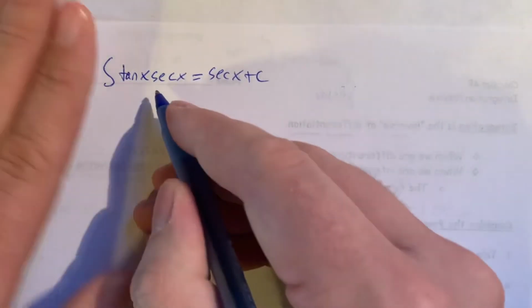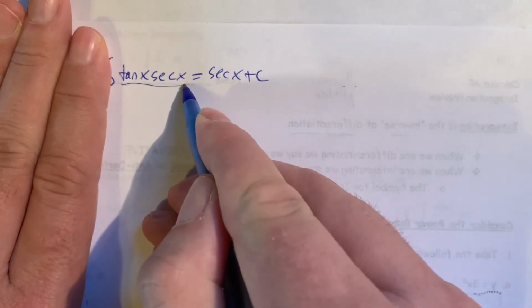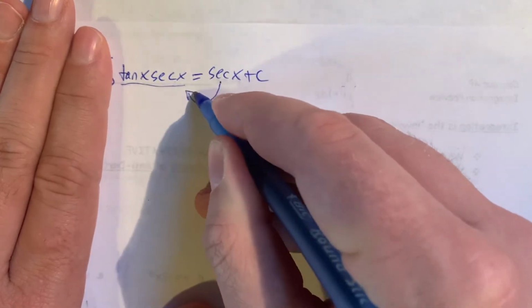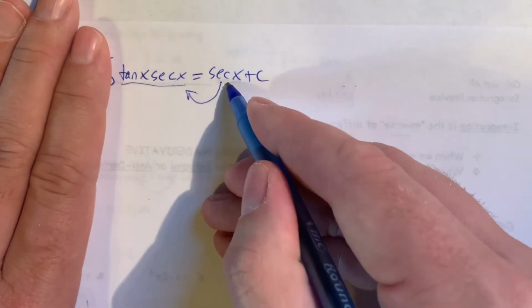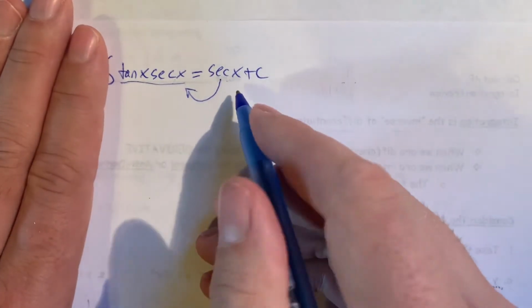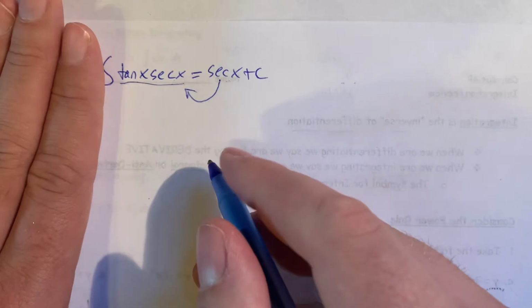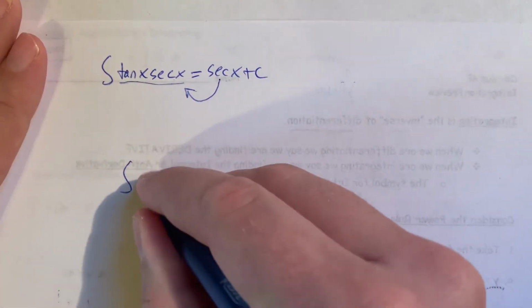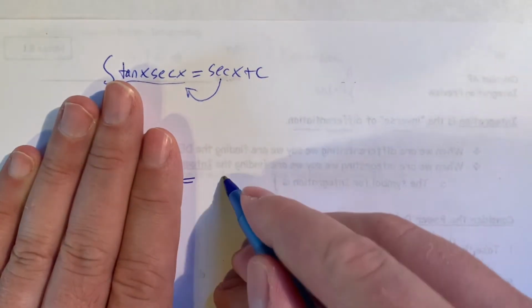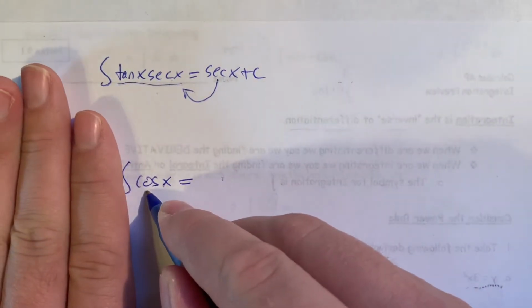Instead, you want to think, okay, what thing gives me a derivative that is tangent of x secant of x? And you should already know that the derivative of secant is tangent of x secant of x, or secant tangent, either way. So don't memorize new rules. Same with cosine. Don't memorize a new rule for the integral of cosine of x. Just think, what thing gives me a derivative that is cosine of x?